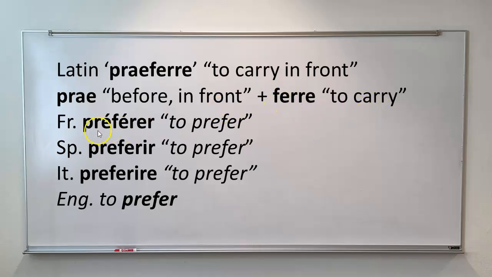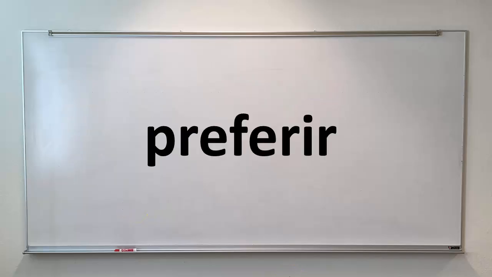In French, there's a related verb, which comes from the Latin, which is préférer, to prefer. Of course, this is the Spanish verb preferir, to prefer. And in Italian, the verb is preferire. And of course, English, to prefer. Preferir is an irregular verb.